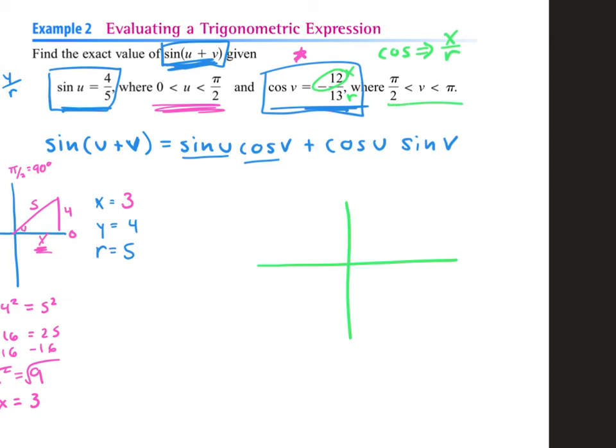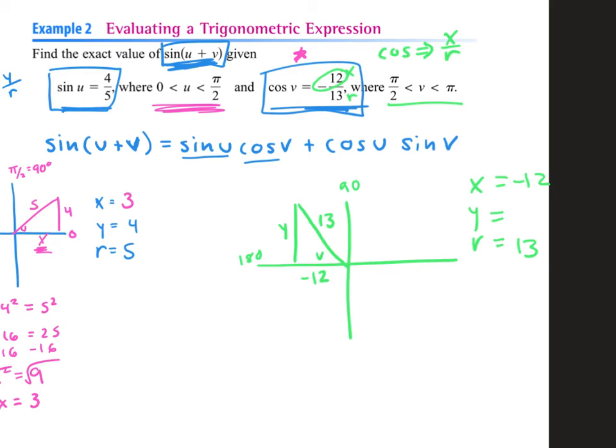Now what quadrant are we dealing with here? The second quadrant. We're going from pi over 2, which is 90, to 180. So we're looking at the second quadrant, and our angle V is over here. Our radius is 13. We have the cosine, so cosine's adjacent. So this would be negative 12. And then our y is over here. So we have our x, y, and r. Our x we said is negative 12, r is 13, we have to find y.